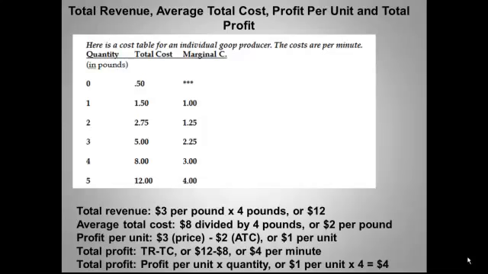Profit per unit is the price minus the average total cost. So we have a $3 price minus a $2 average cost, which equals a $1 profit per unit. Total profit is profit per unit times the total number of units, or, I think this is often easier, just total revenue minus total cost. You can calculate it either way to get a total profit of $4 per minute. If you're confused about this, and I realize it went by pretty fast, then working through the practice quizzes should help.